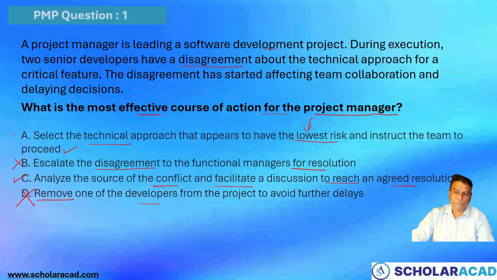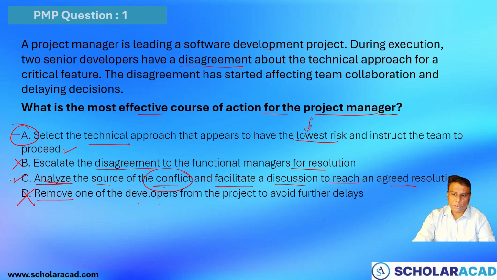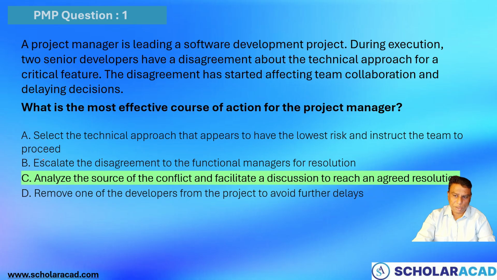Now we are going to focus on option A and option C. Option A is the technical approach that appears to have the lowest risk, and instruct the team to proceed. But option C focuses on analyzing the source of the conflict, how we can minimize it and facilitate. So this is conflict management to discuss and get the agreement. So C should be the right answer. Let's look into this. Yes, C is the right answer.